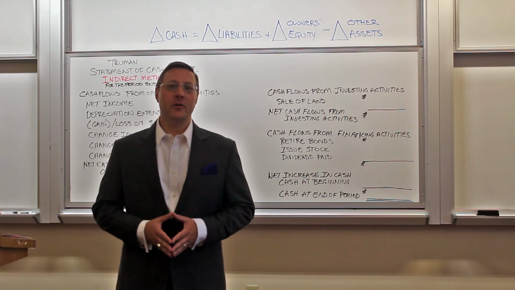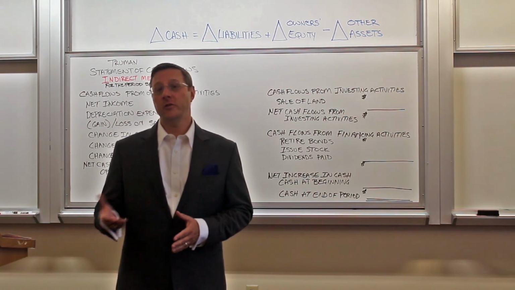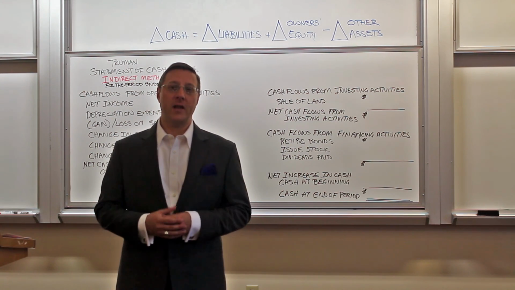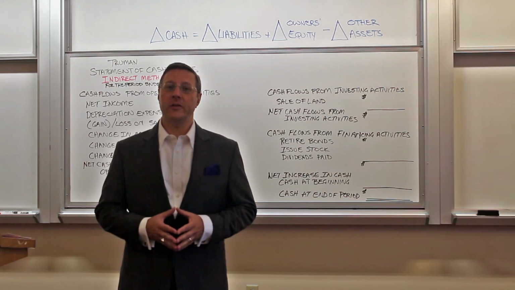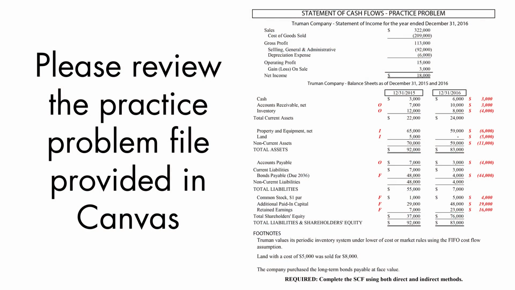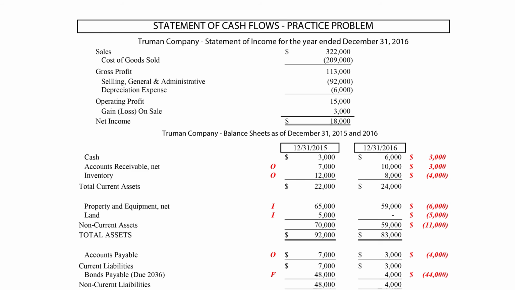In this video I'm going to go through how to create a statement of cash flows using the indirect method from two balance sheets and an income statement. So the first thing that we need to do is look very closely at the problem and the information that we're given. We scan down the statement of income. We look down the balance sheet, noticing which year is the previous year and which year is the current year.